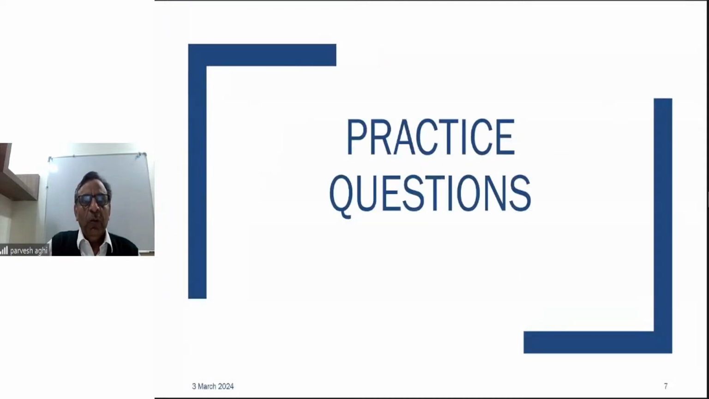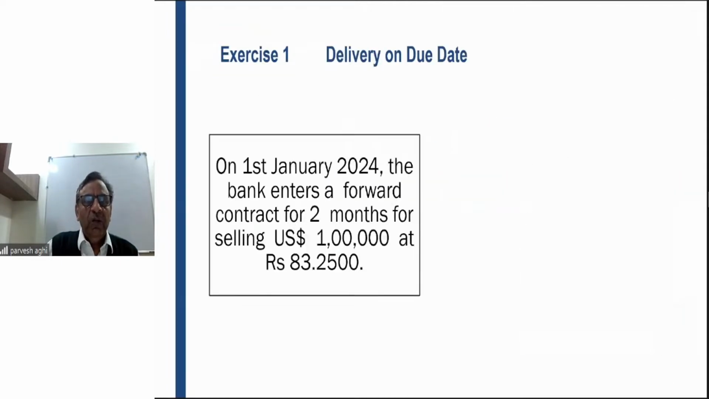So now let's talk about the first question, which is delivery on due date. On 1st of January 2024, the bank enters a forward contract for 2 months for selling US dollars at the rate of 83.25. So on 1st January, you enter for selling your US dollar. That means you're an exporter. So you're going to get $1 lakh after 2 months. So you took a forward contract at 83.25.